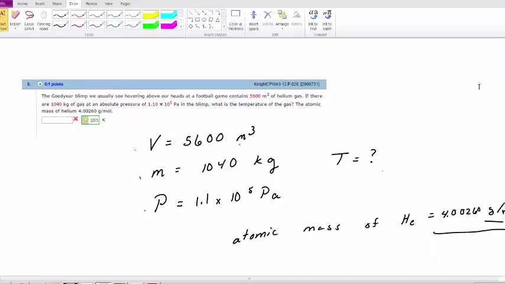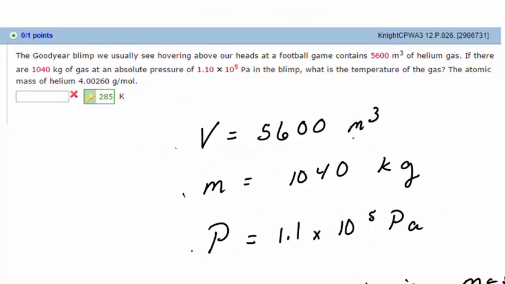Okay, I'm looking at problem number 8. The Goodyear blimp we usually see hovering above our heads contains so much gas, at so much of a mass, at so much of a pressure, and it wants to know what the temperature is. So as before, I wrote down what I know: the volume, the mass, the pressure, and the temperature.